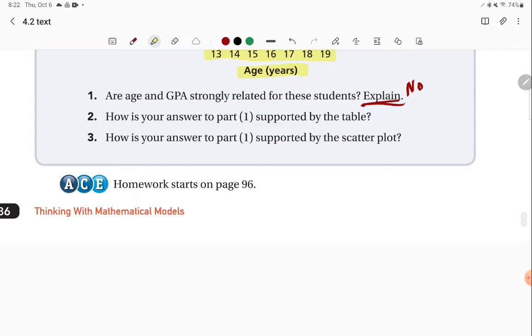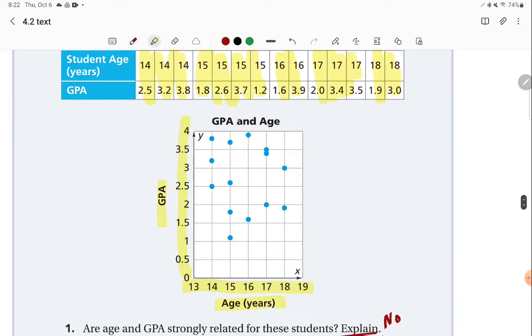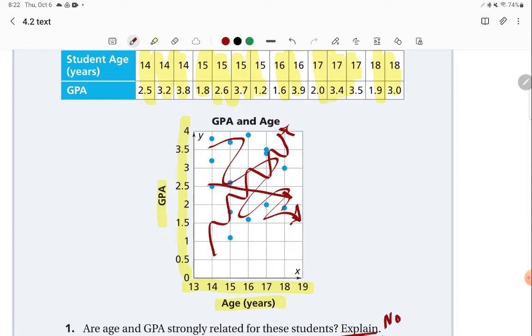And then C, how is your answer to part 1 supported by the scatter plot? So the scatter plot, the picture representation of our story here, makes it much easier to answer questions like this. Because if you can see where all those points are in space, you can more easily see that there is no correlation. There's definitely not a linear correlation, and it's not positive, it's not negative, because my graph could easily go up and to the right, it could go straight over. There's really no correlation. So when you're looking for correlations, it's a lot easier to look at the graph than it is the table.